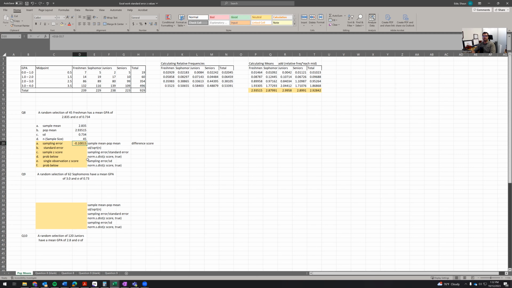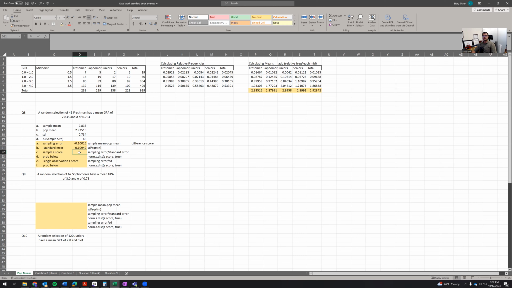So we've got the sampling error, and then the standard error is going to be the standard deviation divided by the square root of the sample size. So equals standard deviation divided by square root of the sample size. Okay. Then we have a sample z-score.